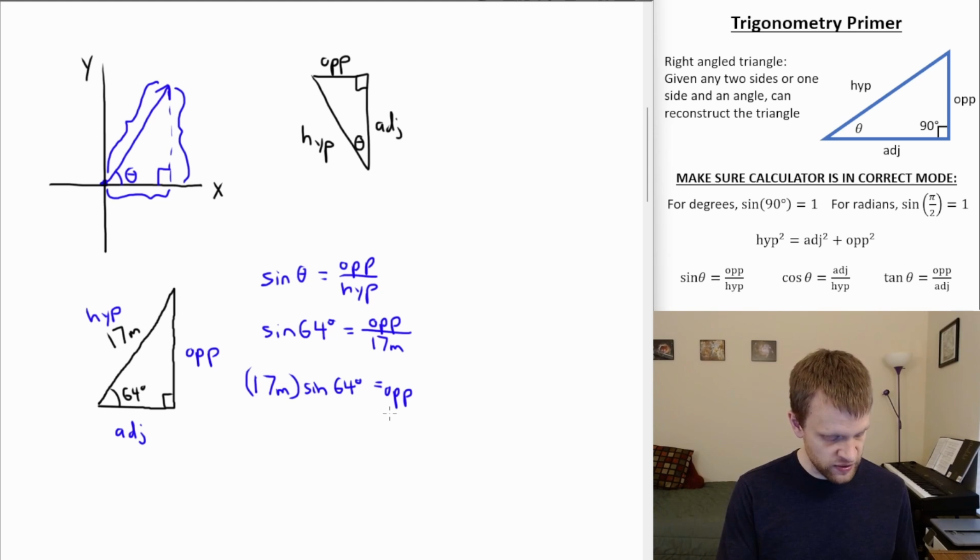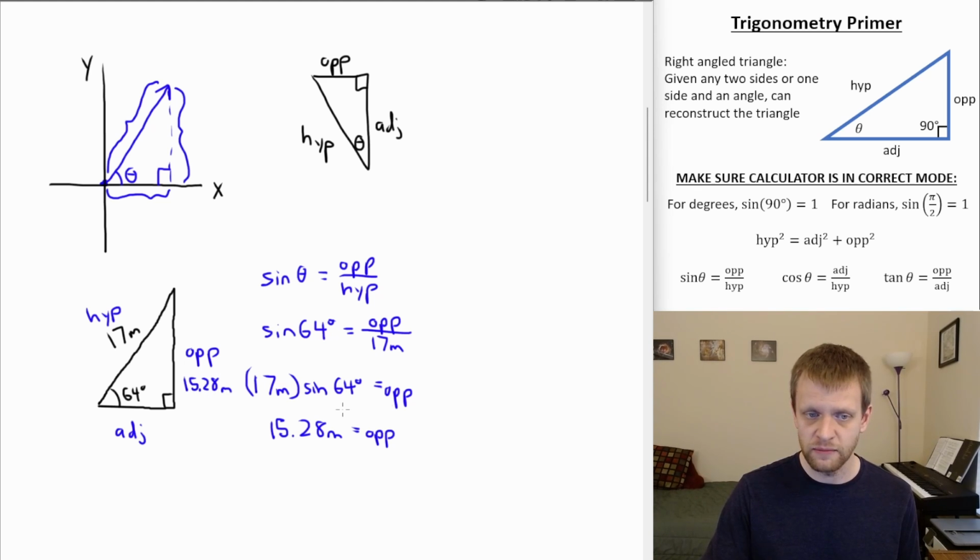If we do 17 times the sine of 64, I get 15.28. The meters still follow, we keep those units. That's equal to the opposite side of this triangle. So that's going to be 15.28 meters. Okay, so we have that opposite side of the triangle.